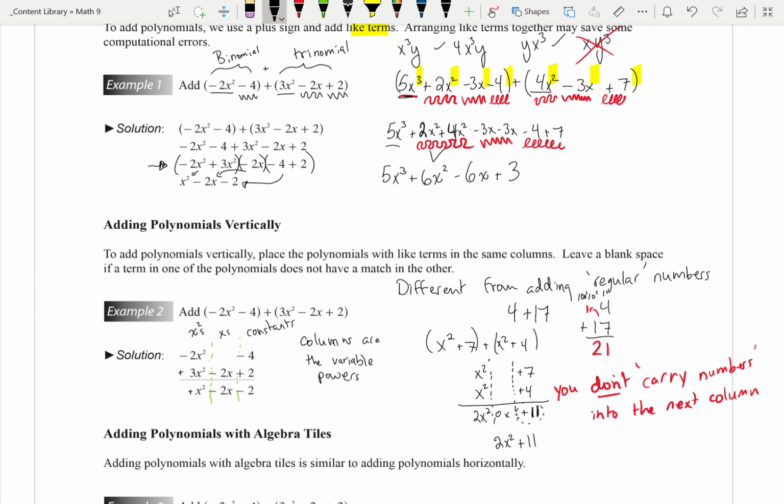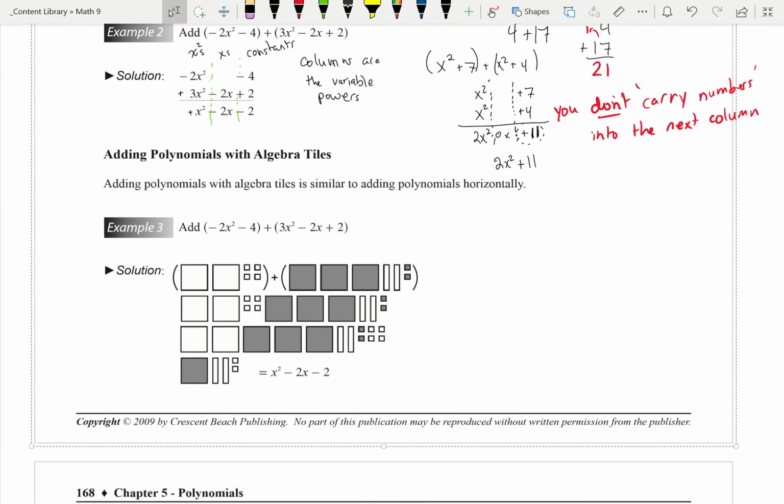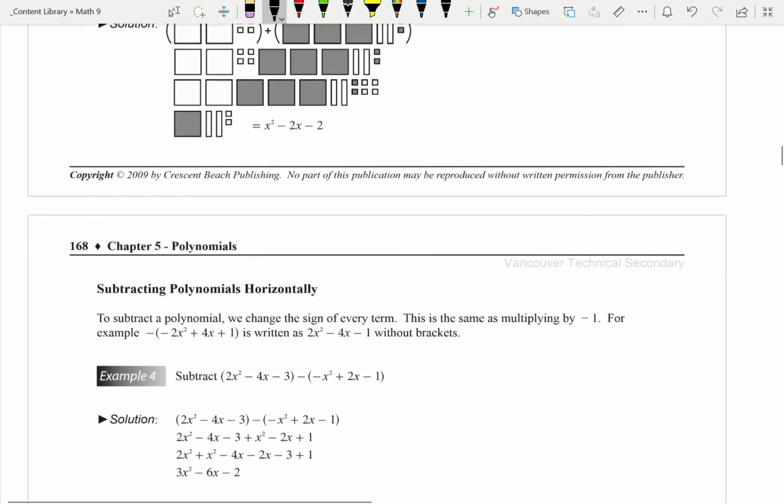Okay, more good news. We're skipping algebra tiles, so I'll just write skip. If you want, this is another way that you can use them to show how we can add stuff together. Because we don't have physical algebra tiles, it's a little bit harder to see, but I will leave that.